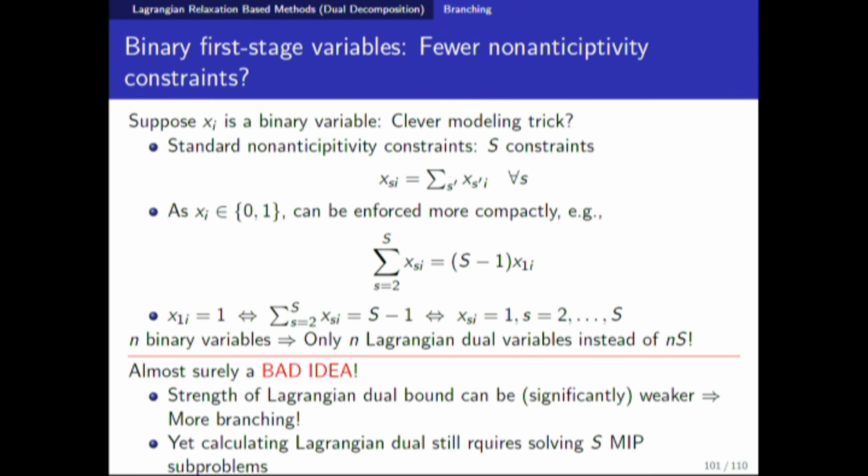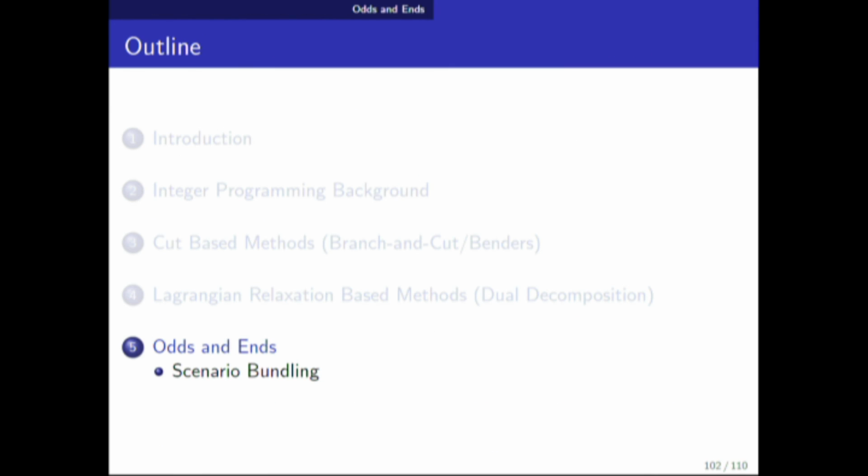Why is it a bad idea? Because of the strength of the Lagrangian dual after you do this approach. It's a lot of work to solve that Lagrangian dual, even with this approach, because remember, you're still solving those integer programming subproblems. That Lagrangian dual bound can be much worse because you eliminated all these constraints. And so then it doesn't pay off to have done the Lagrangian dual approach if you have a weak bound at the end of it anyway. So it really is a good idea to stick with the original full set of non-anticipativity constraints. That's a really hard word to say.